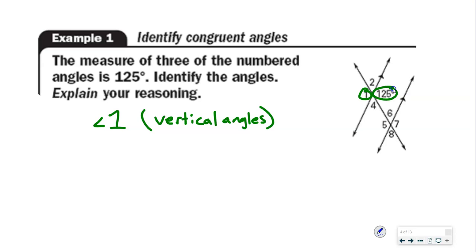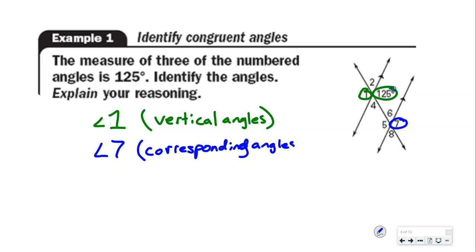And our corresponding angle is 7. So angle 7 is corresponding in the same position on the line, same side of the transversal. So corresponding angles, and then we also have our alternate interior angles. You can see that 125 would be an interior angle. So I look at my alternate interior angle, which would be angle 5.